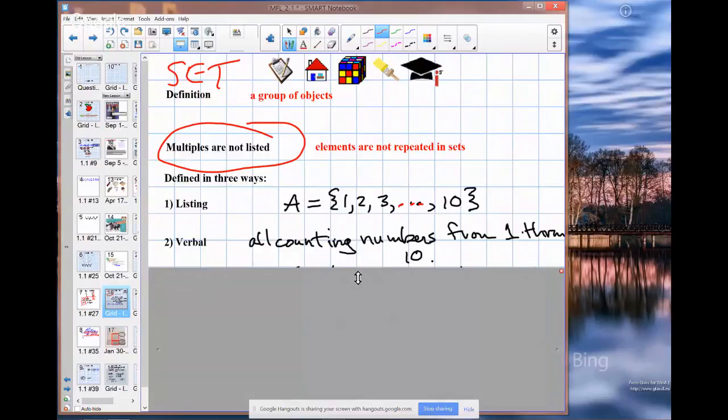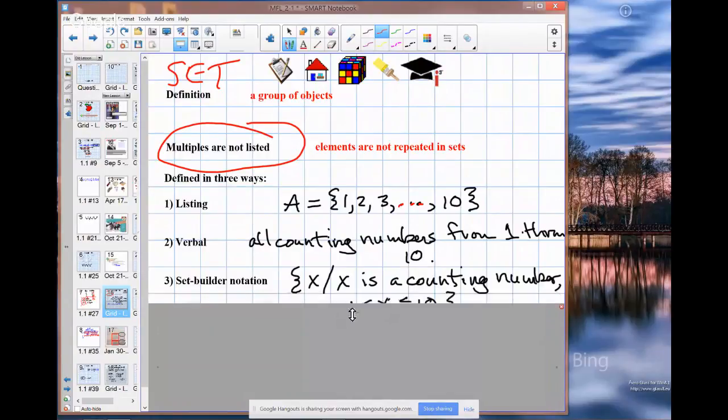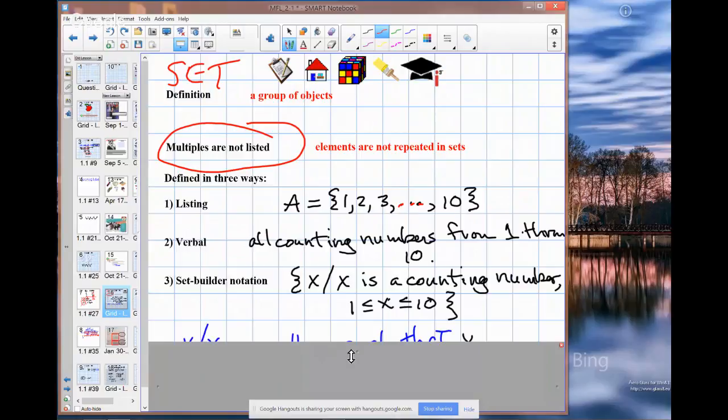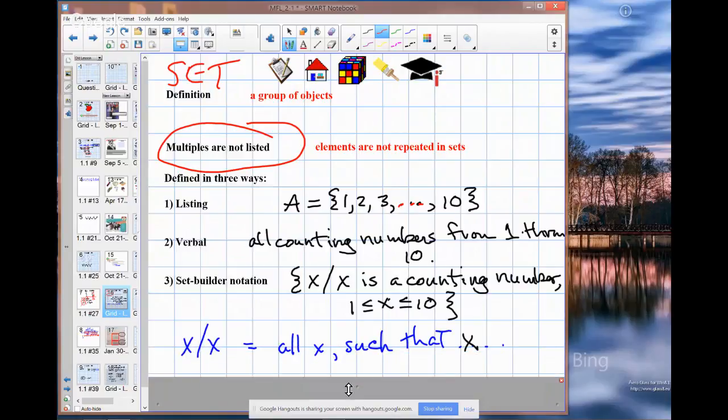Okay. And the third one you might have a little trouble adjusting to. That's called set builder notation. Set builder notation, you're going to see, is necessary. There are some things that can only be defined this way. So let me read to you what this says. Actually, I have a translation down below. All x, such that x is a counting number and x is between 1 and 10. So that x/x stands for what I've written right here: all x such that x, and then as it continues here, is a counting number.